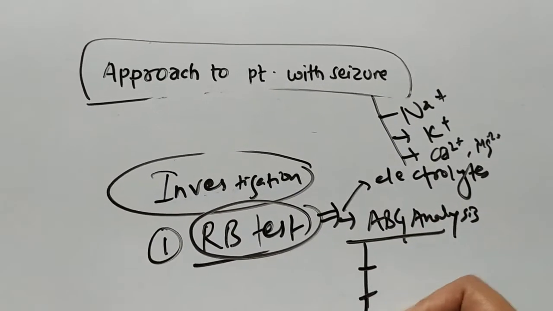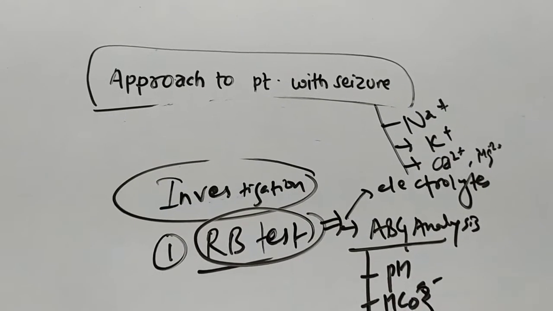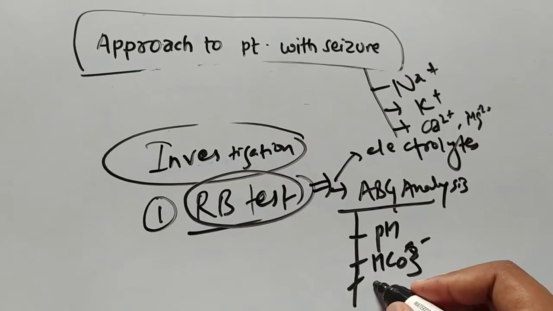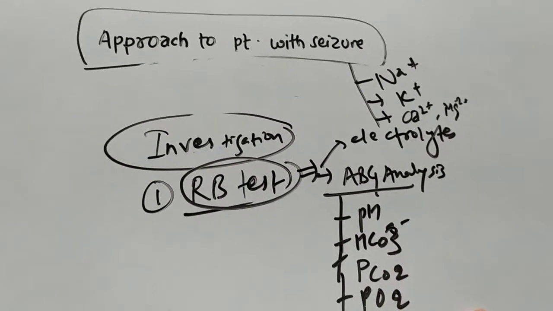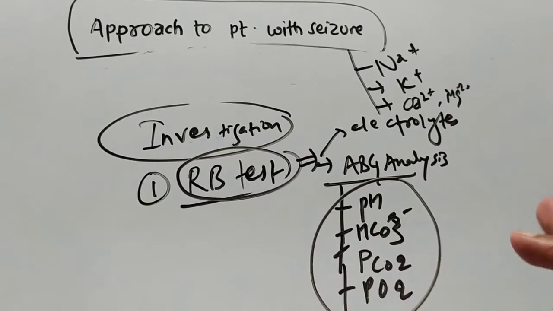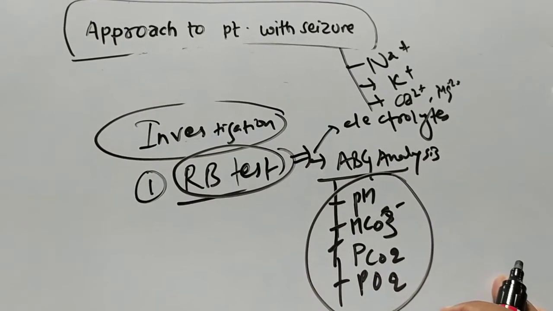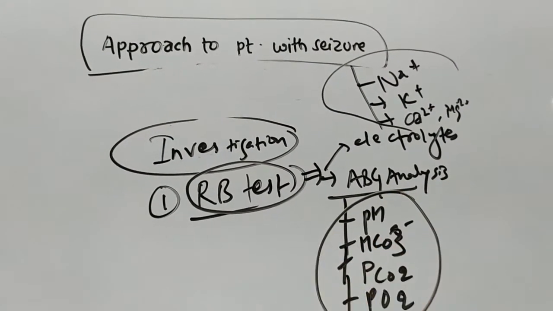In arterial blood gas analysis, you should look at the pH, bicarbonate level, the partial pressure of carbon dioxide, and the partial pressure of O2. The pH will help you see whether there is any metabolic acidosis or not. And these electrolyte levels are very essential, as hypocalcemia leads to seizure.